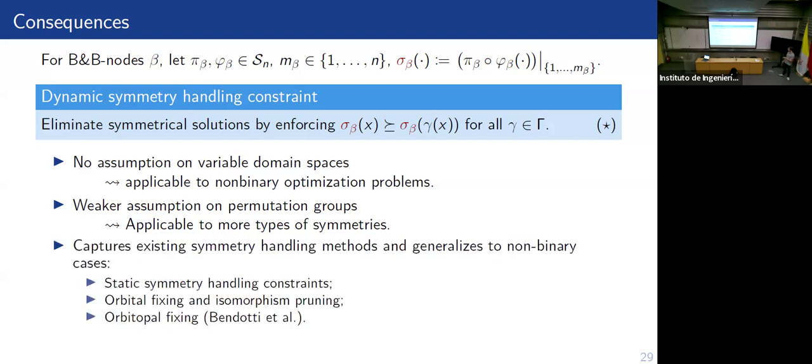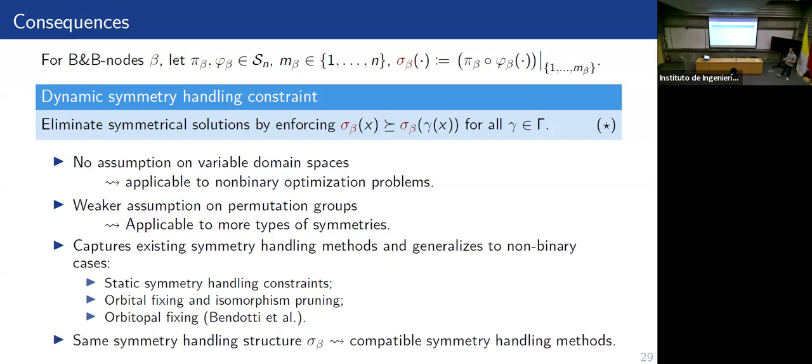At last, in this framework we have to choose these sigmas in a very specific way, but it turns out all of the methods that we have seen up to this point in the presentation fit in this framework by, again, an appropriate choice. That is, static symmetry handling constraints, orbital fixing, and isomorphism pruning. Orbital fixing is given by Vendotti, even its dynamification.